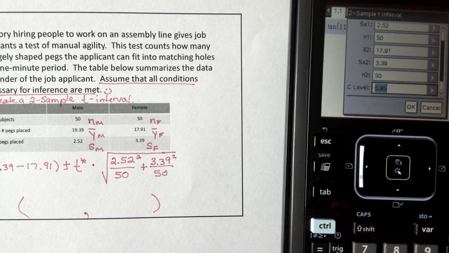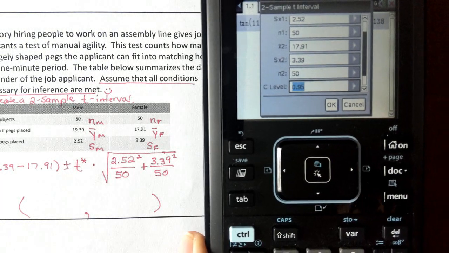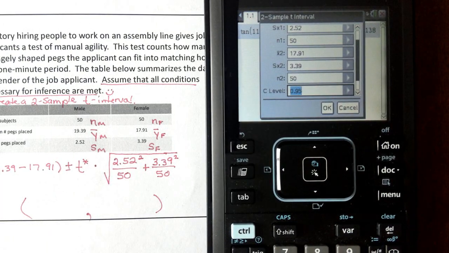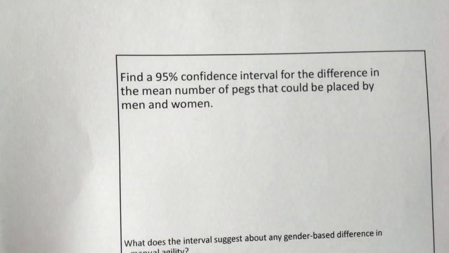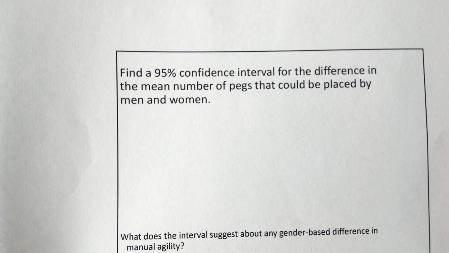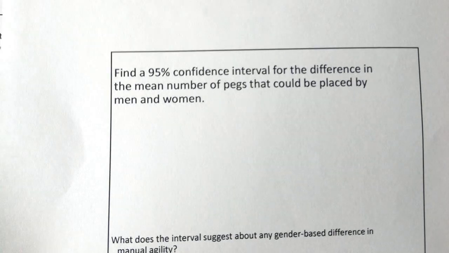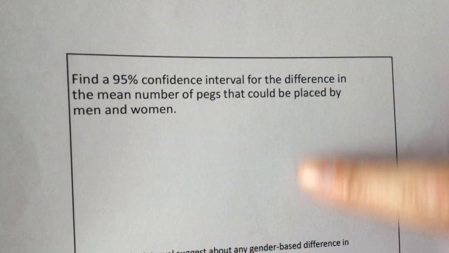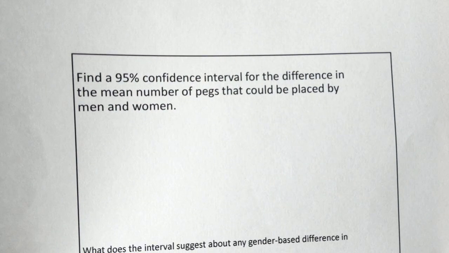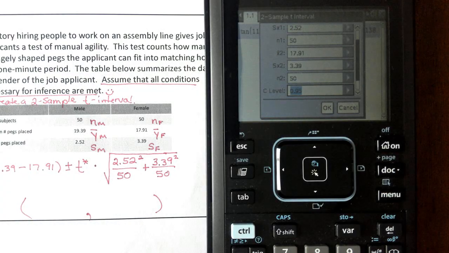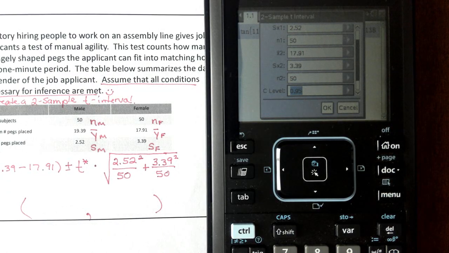Well, actually I haven't even gotten to the question yet. The question's on the next page. If I flip to the next page, it says find a 95% confidence interval for the difference in the mean number of pegs that could be placed by men and women. Here's where my work's actually supposed to go. I'm a little bit ahead of the game, but since I'm already writing it down, I'm just going to continue the work here, and we'll just arrow it over to the other page.